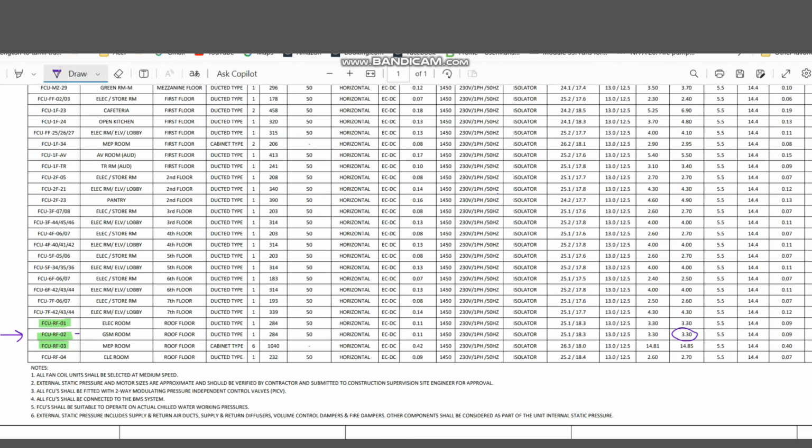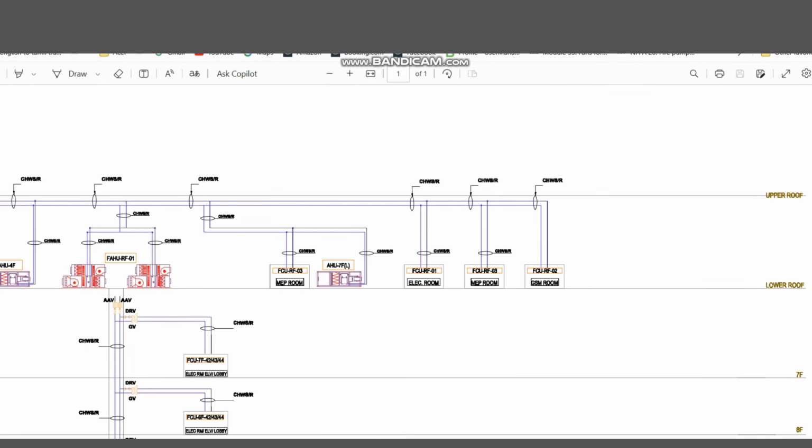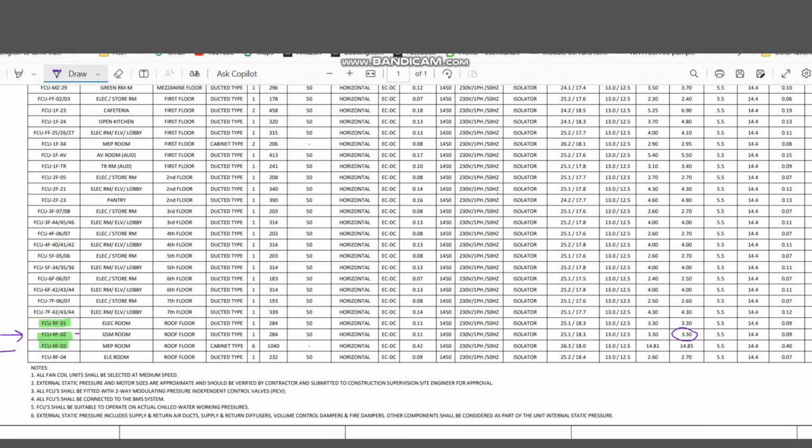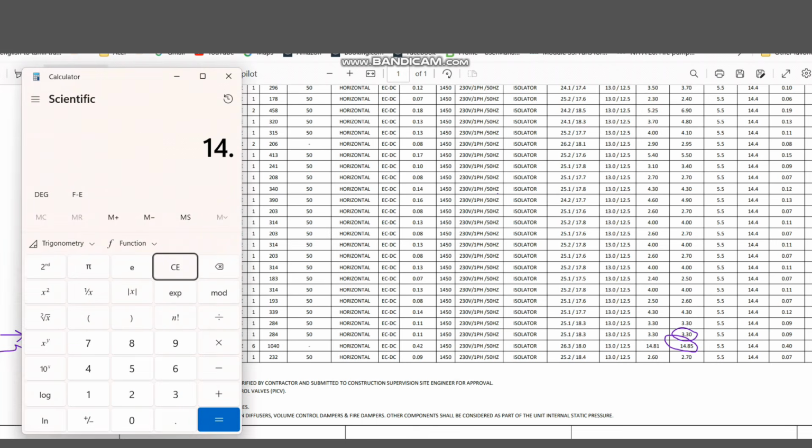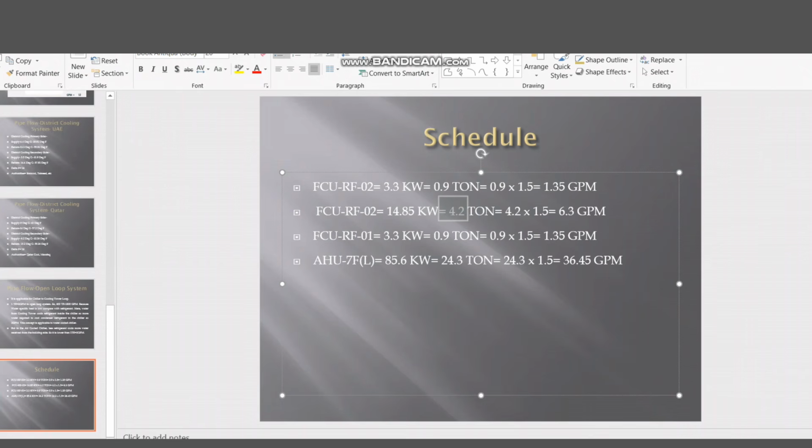So let's try with another one. You go with the next one, which is FCU RF03. Now let's see the pipe sizing for this one. FCU RF03, which is here, and the total cooling capacity is 14.85 kilowatt. So 14.85 divided by the constant value 3.517 is 4.22. As I explained, 4.2 ton, and I will multiply with the same delta T factor, where 1 ton is equal to 1.5. So 4.2 times 1.5 is 6.3 GPM.